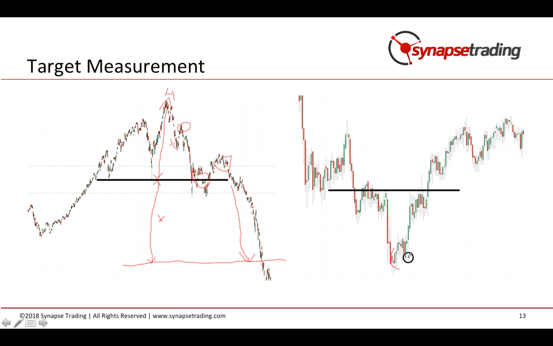Okay, so same for this, you measure over here, and you do a projection, and it gives you the target. So this is a very useful projection technique that can give you a price target on where you can take your profits.